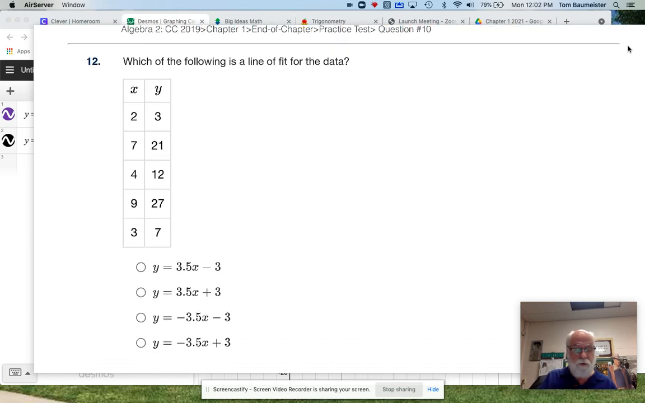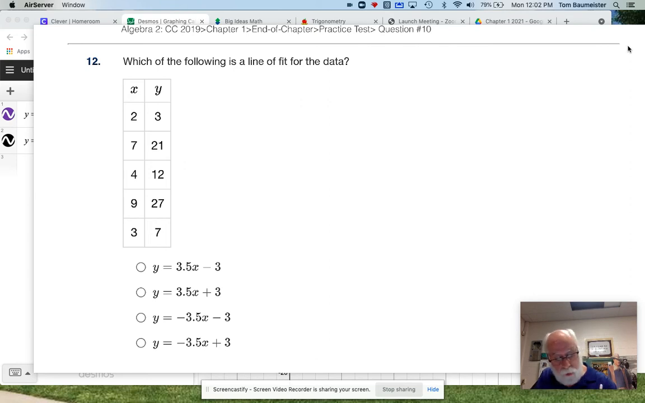All right, which of the following is a line of fit for the data? All right, so on this one here, there's two ways to go about it. And you're going to kind of see which one looks best. But you can also note that it's not going to be exactly the same, but based on what you can see, you can find out what the right answer is. All right, so on this one right here, I'm going to show you two ways.